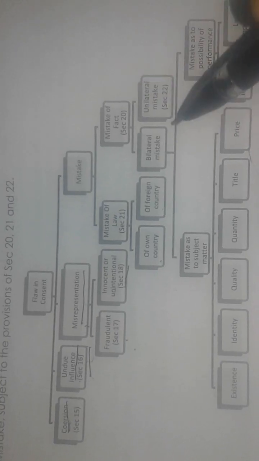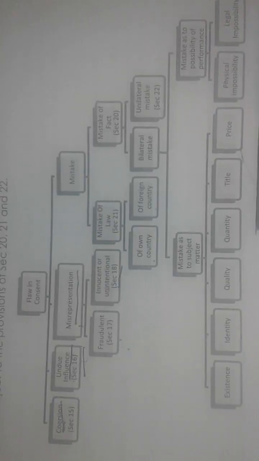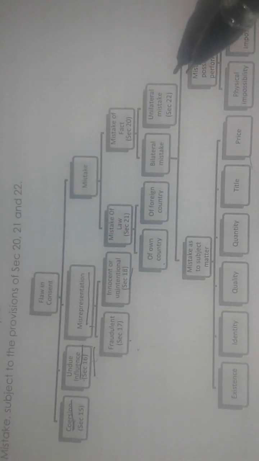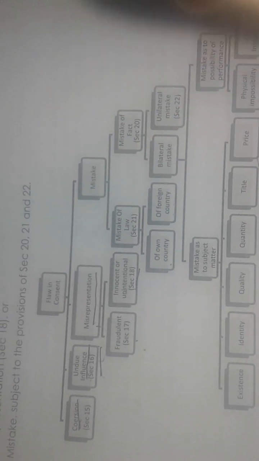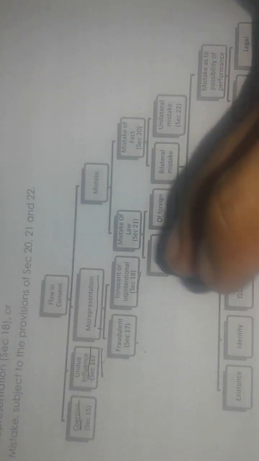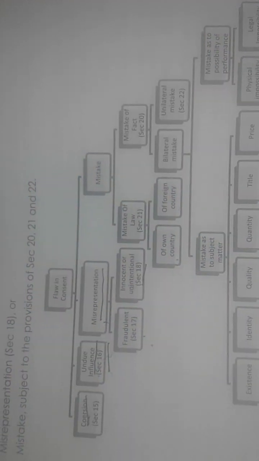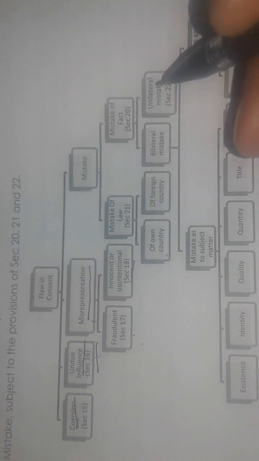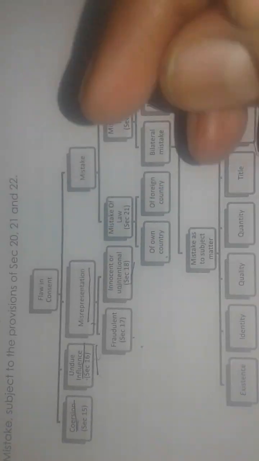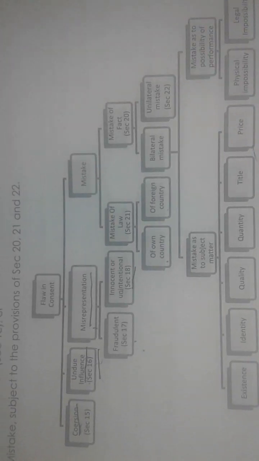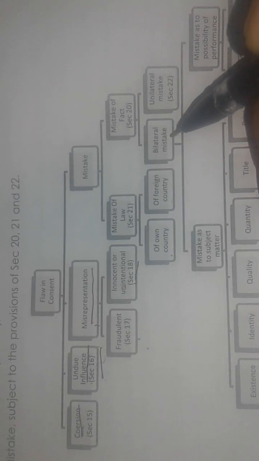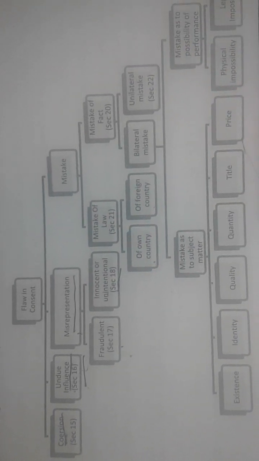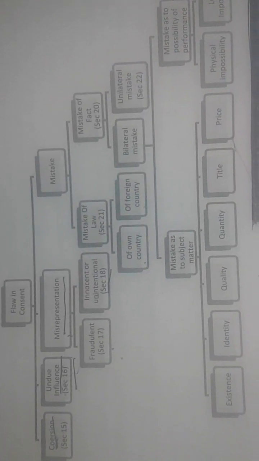Now Section 20 tells about mistake of fact. Mistake of fact is further divided into two parts: bilateral mistake and unilateral mistake. Bilateral mistake means mistakes from both parties. Both parties have indulged in the same mistake, right? And unilateral mistake means the mistake has been made by one particular party. Bilateral mistake is further divided into two parts: mistake as to subject matter and mistake as to possibility of performance.